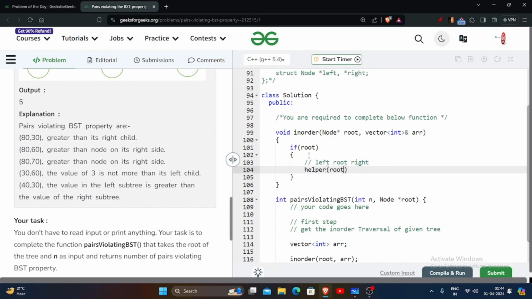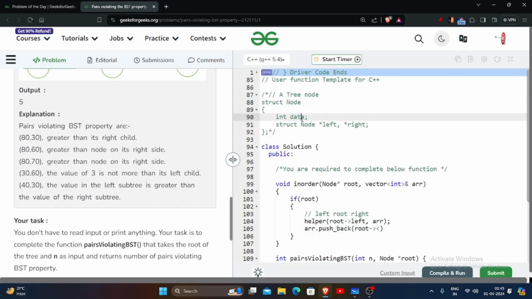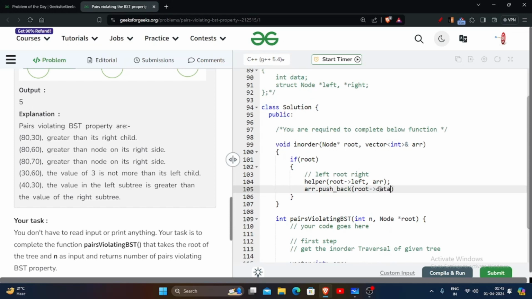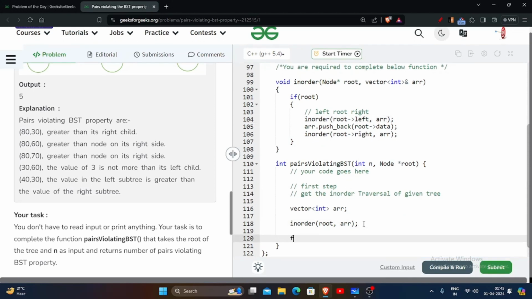If root exists, in inorder it is left, root, right. That means first I explore the left, I say go to left with arr. After that I will say arr dot push_back, because now I'm exploring the root element, root's data, and again after this the right. Sorry, it won't be helper, I have a habit of writing helper, so it is actually our inorder function. So the first step, inorder, is completed.